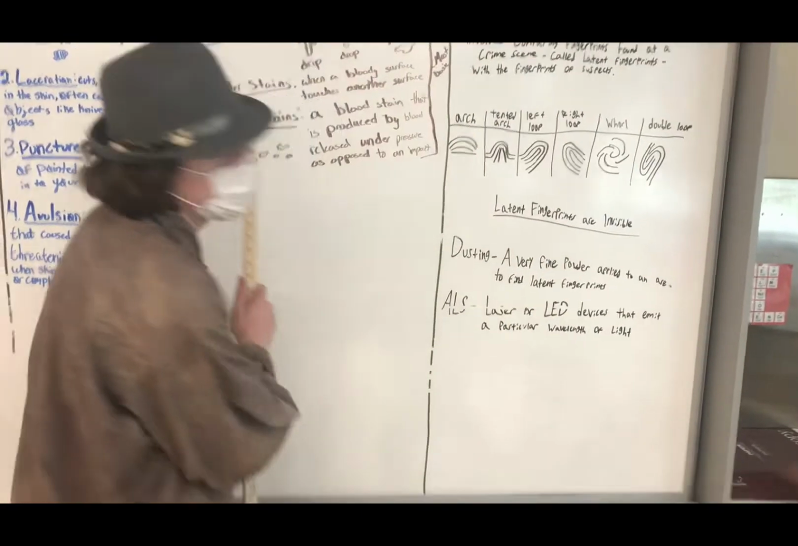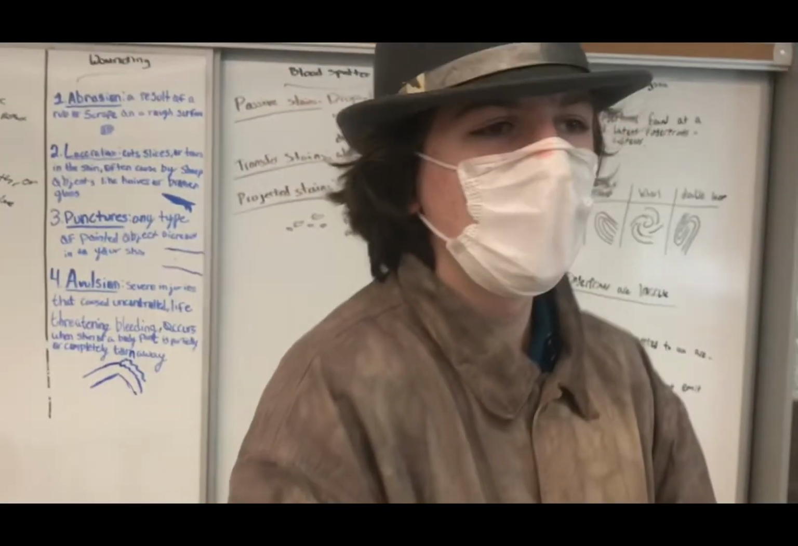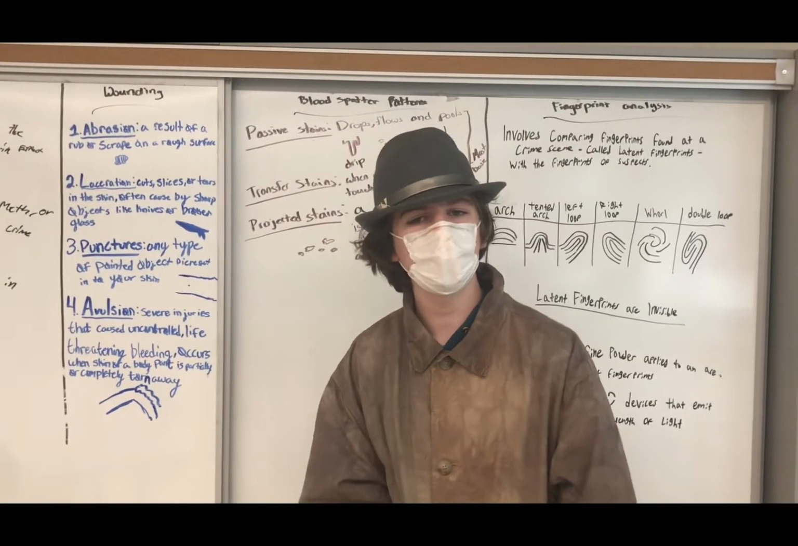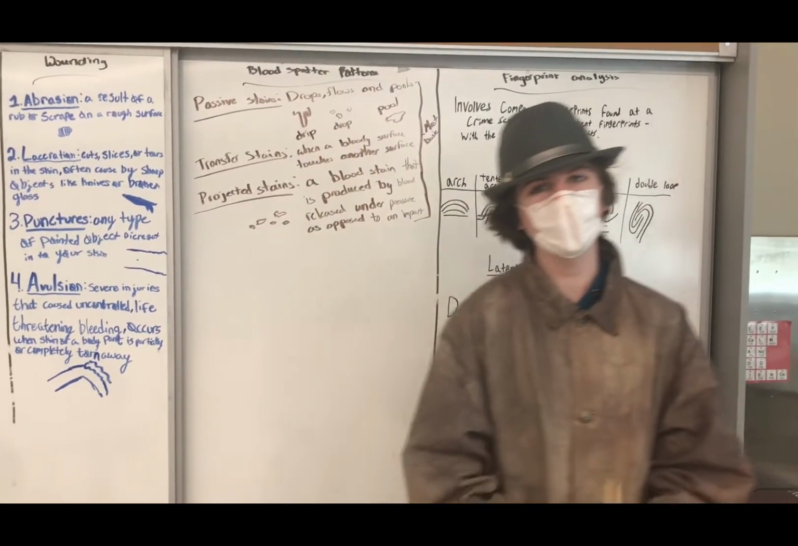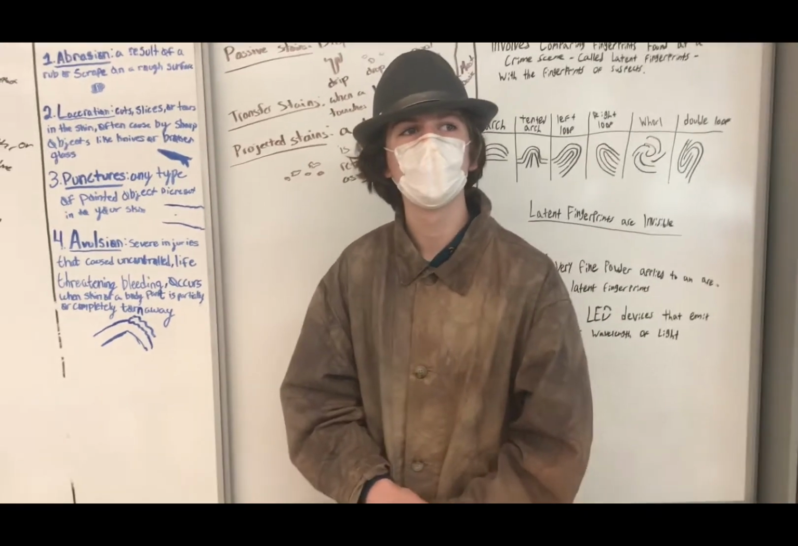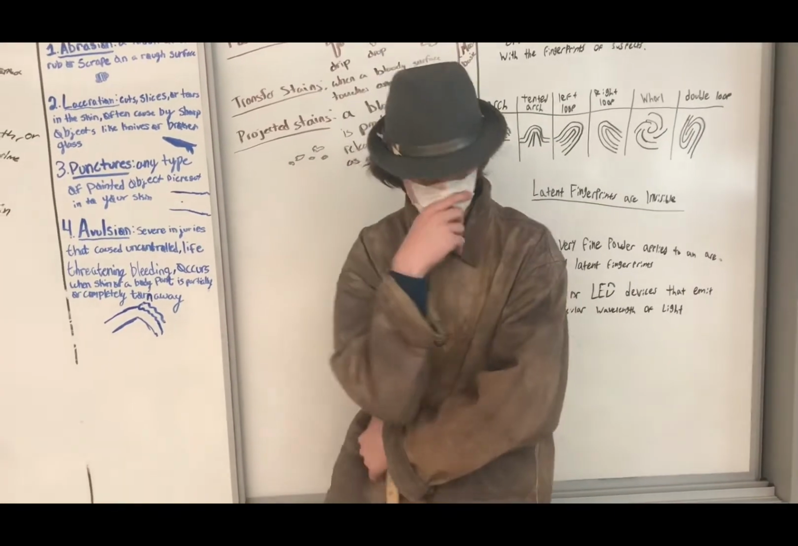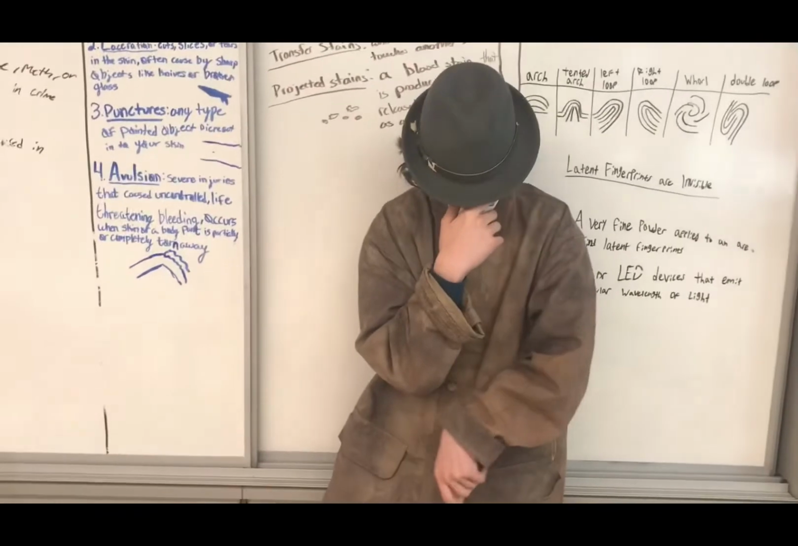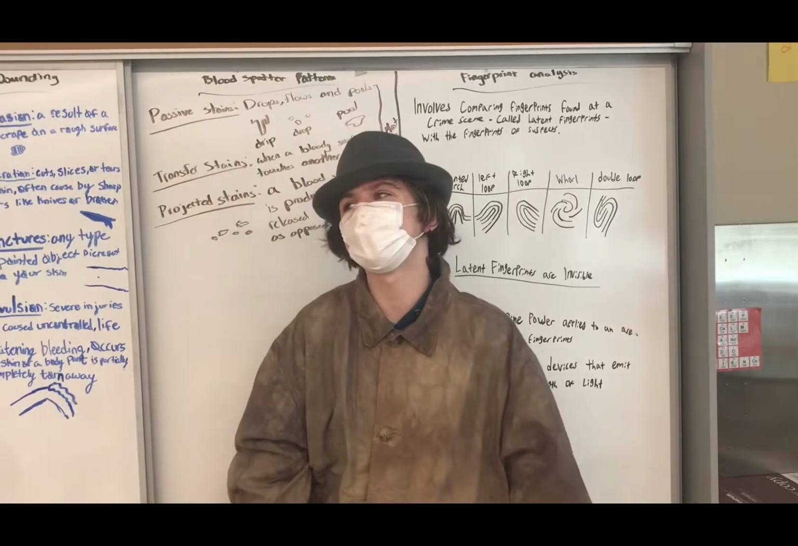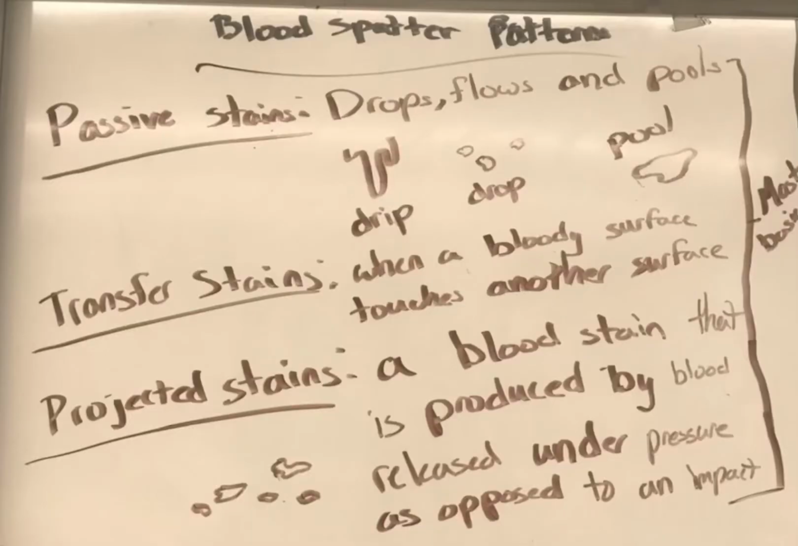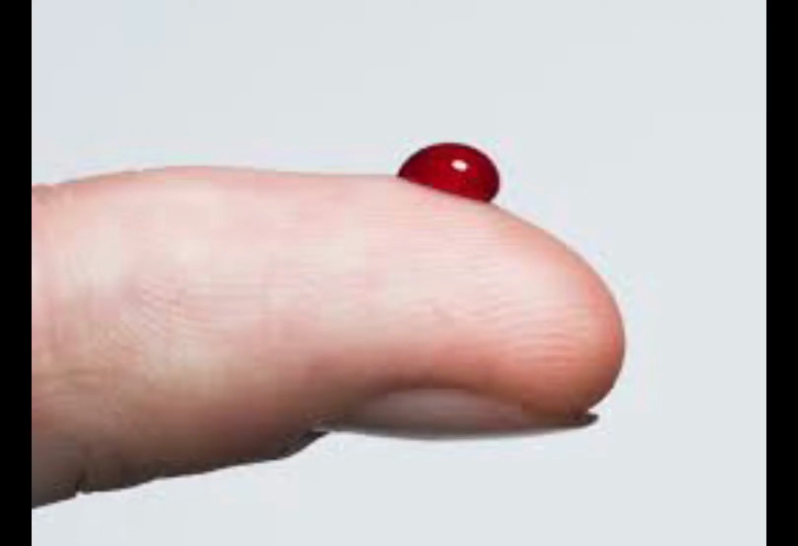Now next is blood spatter patterns! Out of my way. Blood spatter patterns are really important because it's basically the same thing, except more on the blood side of things. The blood spatter patterns actually help to identify how it happened, where it happened, and what kind of blood type they have. The 3 main patterns are passive, transfer, and projected stains. It tells what happened at the time of the crime.